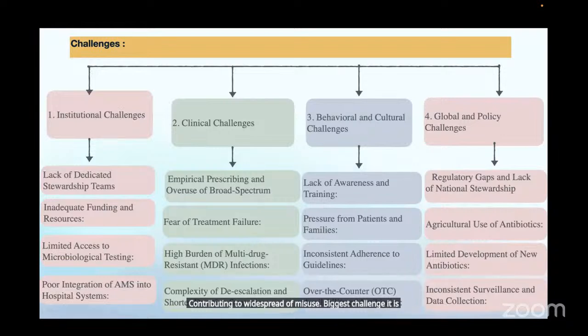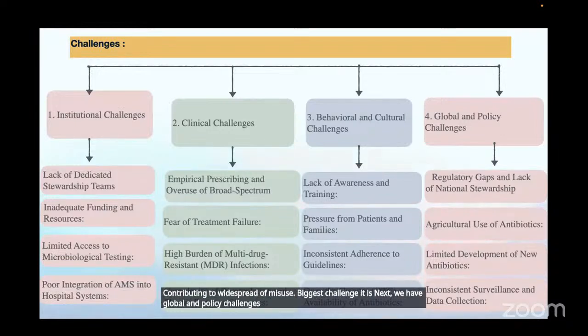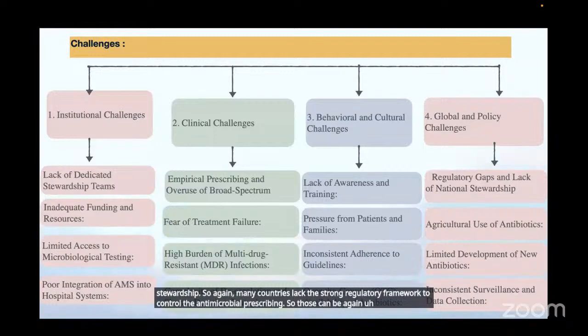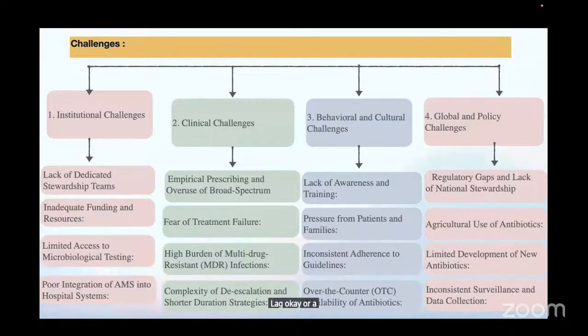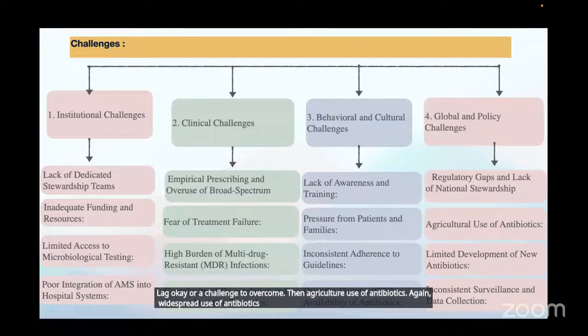Next, we have global and policy challenges. For example, regulatory gaps and lack of national stewardship. So again, many countries lack a strong regulatory framework to control antimicrobial prescribing. Okay, so those can be again a challenge to overcome. Then agricultural use of antibiotics. Again, widespread use of antibiotics in livestock contributes significantly to antibiotic resistance in human pathogens.